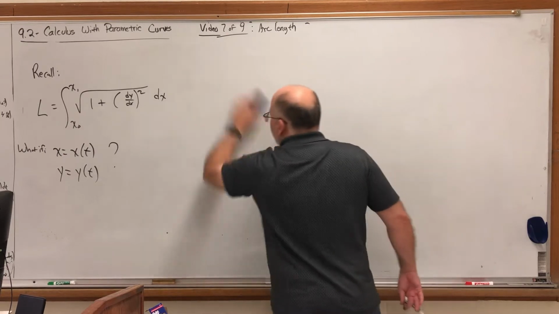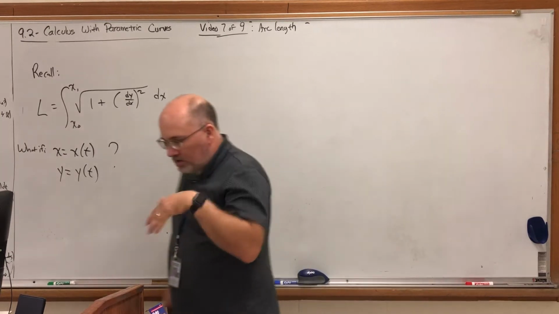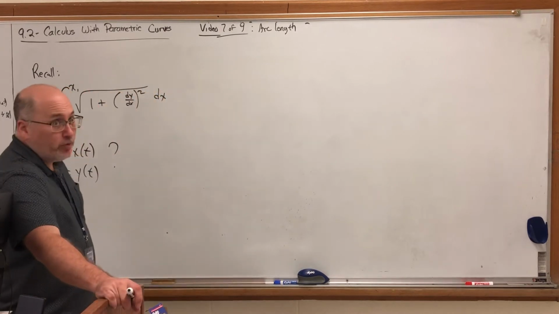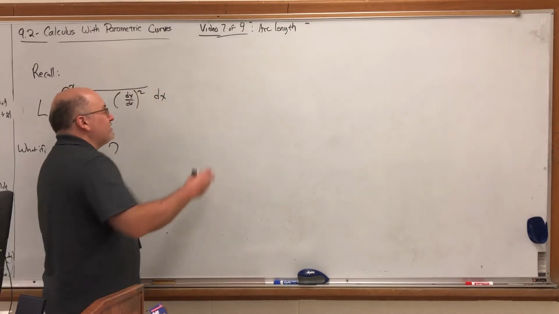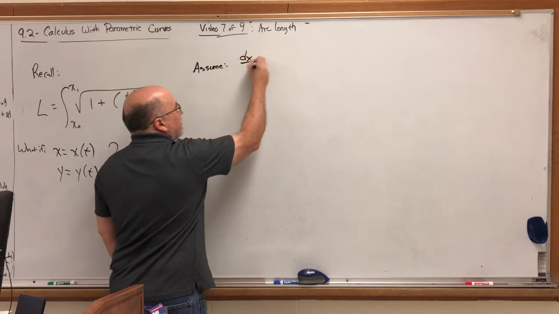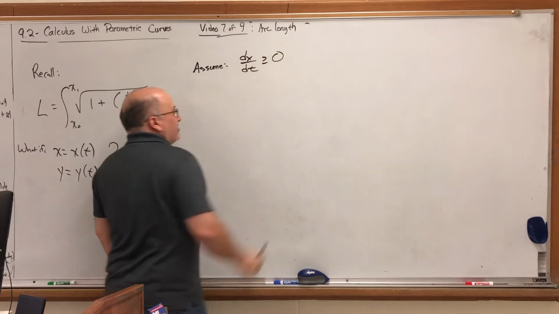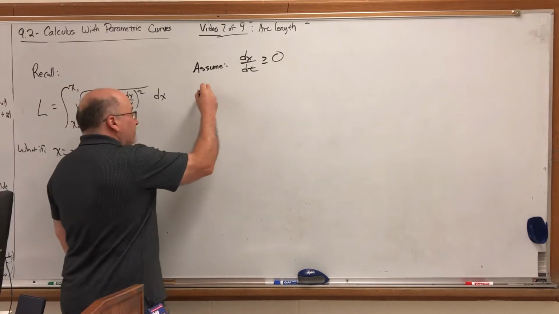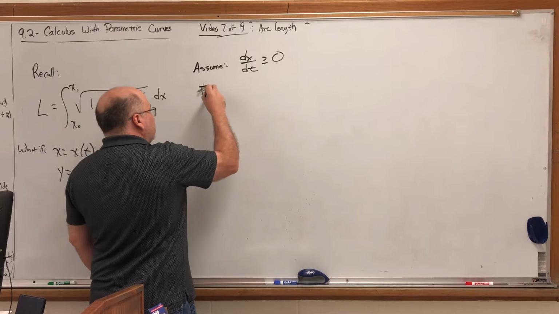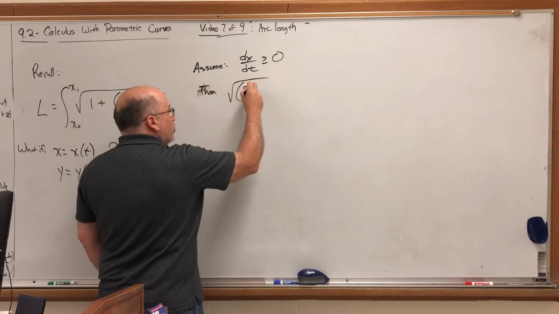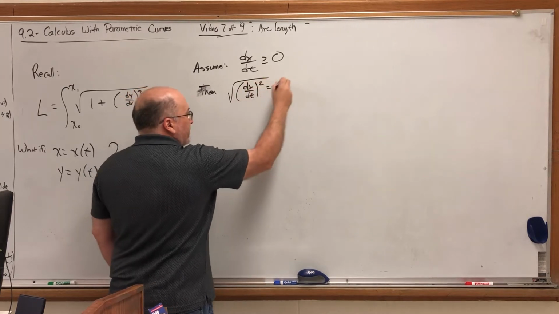But in order to develop what we're about to develop, we're going to work on the assumption that our curve doesn't change directions. And more specifically, that it's always moving from left to right. Which means, let's assume just for a second that the derivative of x is greater than or equal to 0. And you'll see why that's an important assumption to make in just a second. Then what does this mean? This means that the square root of the square is equal to the original.